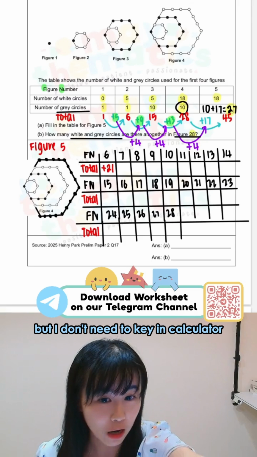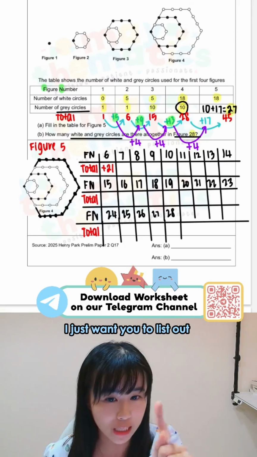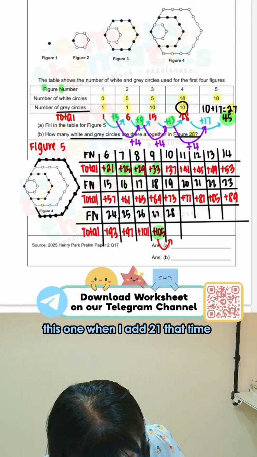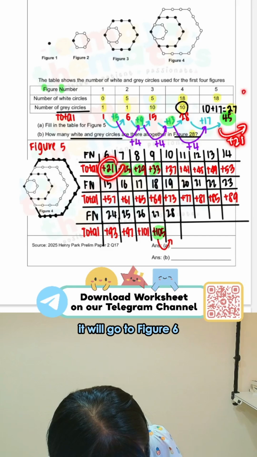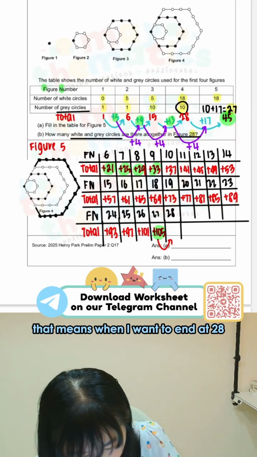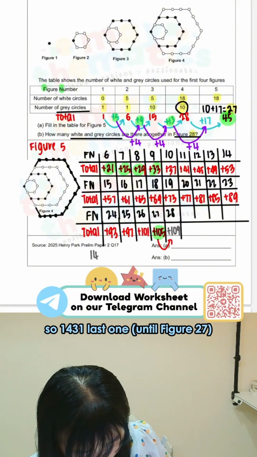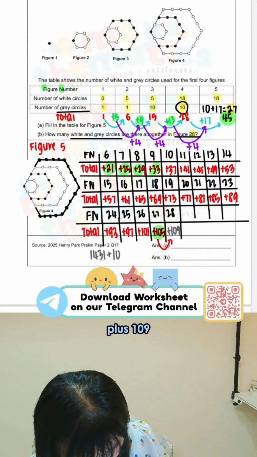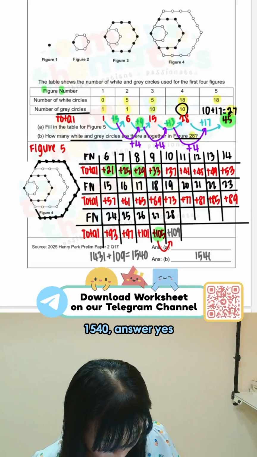But I don't need to key in the calculator, because if you key in the calculator, you're going to waste time. I just want you to list out what are the numbers you're going to plus. When I add 21, it will go to figure 6. So I end up at figure 6. That means when I want to end at 28, I need to add one more. So 1431, last one plus 109. 1540. Answer, yes.